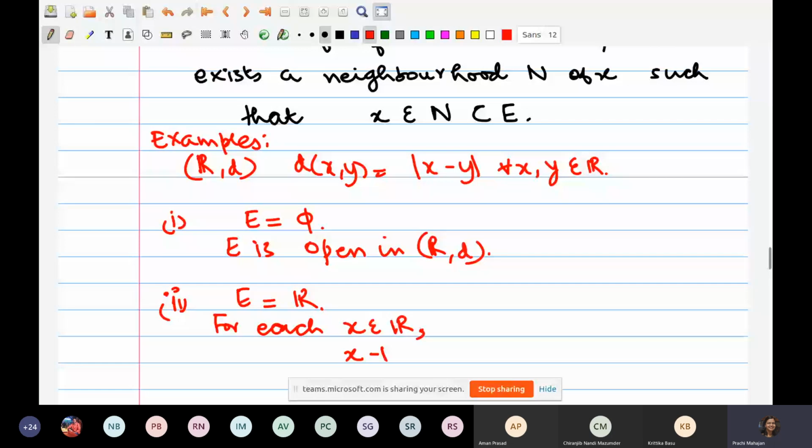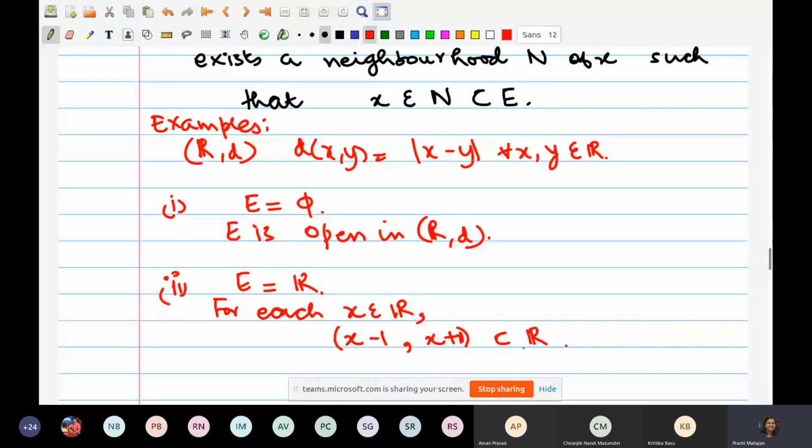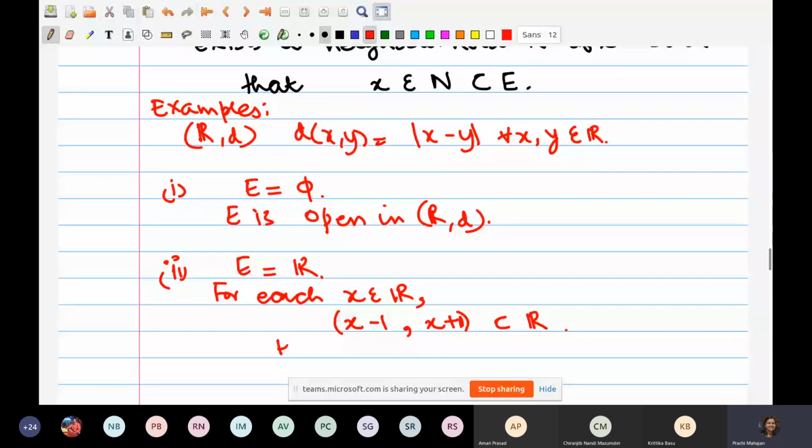So I look at the interval x minus 1, x plus 1, and this is definitely contained in the set of real numbers, right? So here is a neighborhood around the point x, which is entirely contained in the set of real numbers. And hence, this is true for every real number. Hence, I claim that the set R is open in the metric space R with the Euclidean metric. So here's another example of a set which is both open as well as closed. Is this example okay with everybody present here?